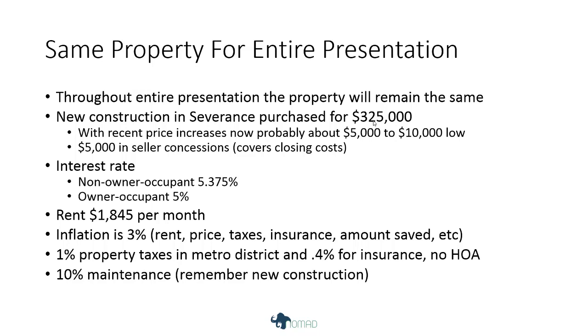I'm assuming this particular property is in a metro taxing district. Taxes on this property are 1% of the property value per year. And I'm assuming 0.4% for insurance. Is Brian in the room? Any other insurance agents in the room? 0.4% of the property value as the insurance amount. Does that seem reasonable? It's going to be about $1,200 or so a year.